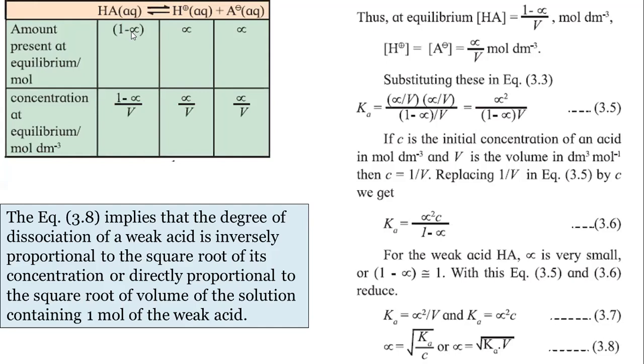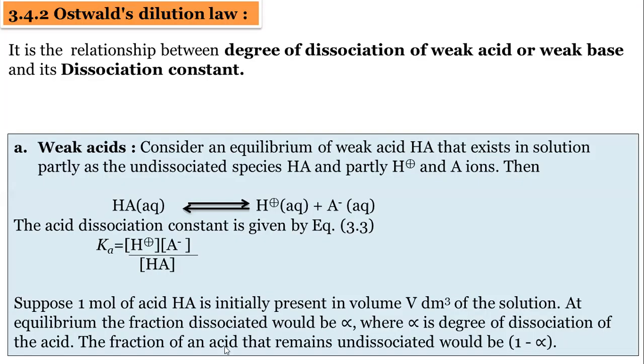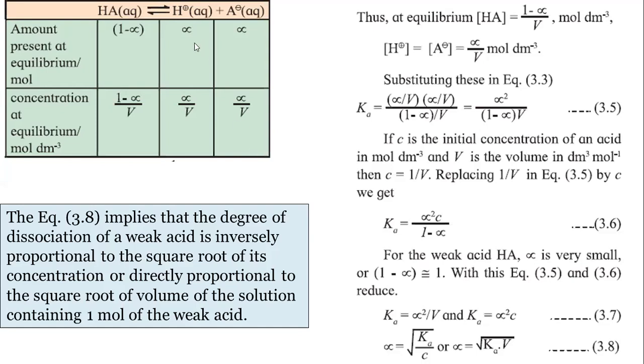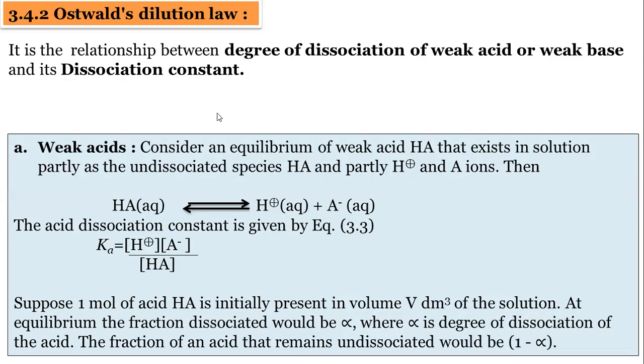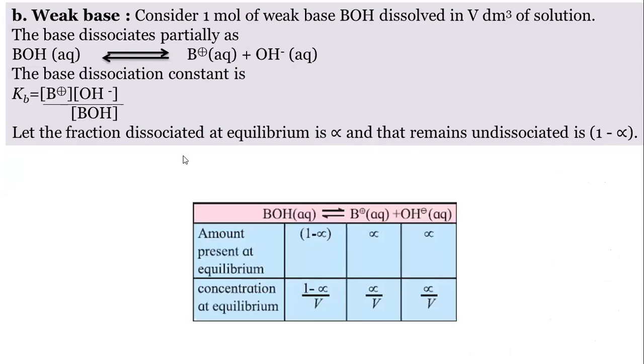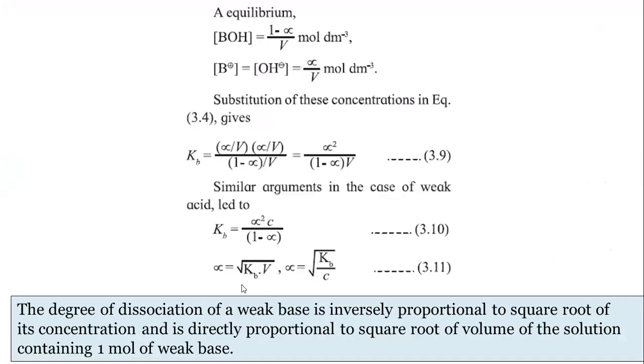And this is the concentration. Initially, the concentration before dissociation is 1 upon V. So at equilibrium the concentration will be alpha upon V for H plus and A minus. If you understand this table, then we can derive easily. If you understand the equation of the weak acid, then the equation for the weak base is exactly the same.